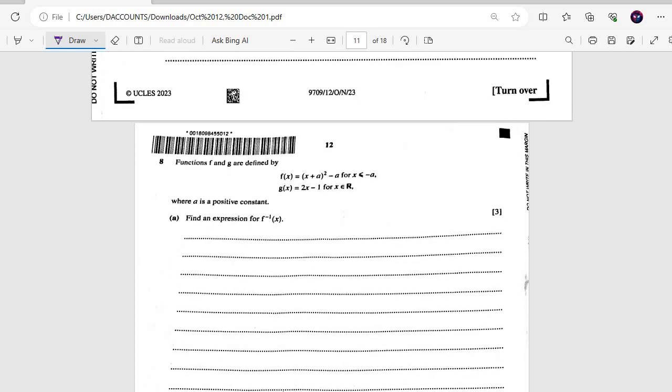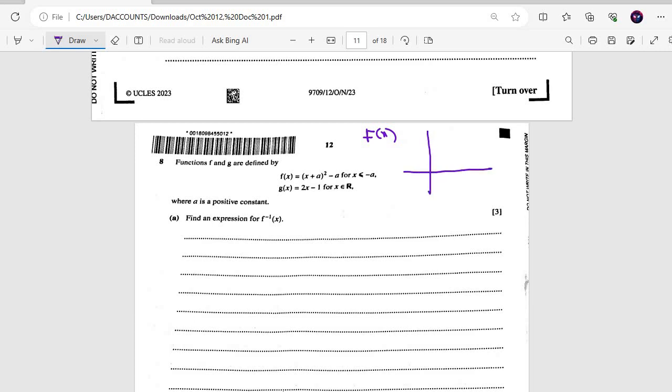Number 8. Question 8. Functions f and g are defined by f of x equals x plus a, squared, minus a squared. We find, okay, for this function, for f of x, let me see the graph.